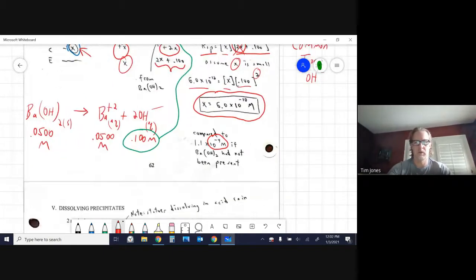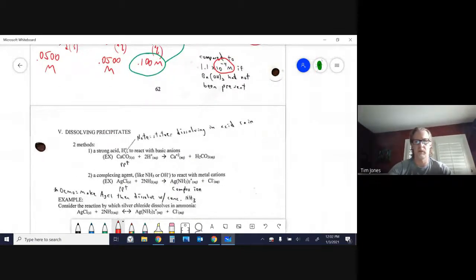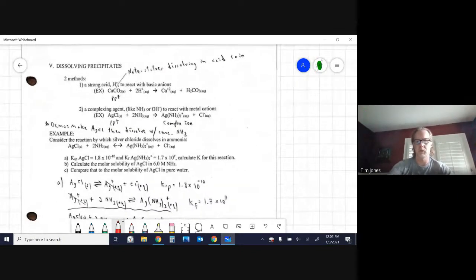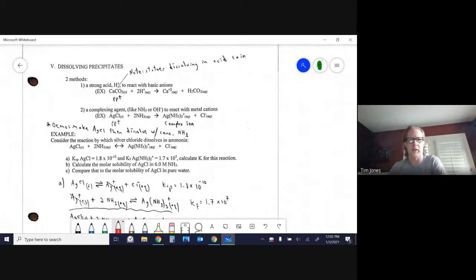Okay, next. Dissolving precipitates. So at first, this shouldn't make any sense. The whole idea is that a precipitate is not dissolved. So when you read this, you should kind of say, what the heck are we talking about? Dissolving precipitates. If it's dissolved, it's not a precipitate. Well, what I'm saying here is we're going to take a precipitate and we're going to modify it so that we can dissolve it. So we aren't actually dissolving the precipitate as is.